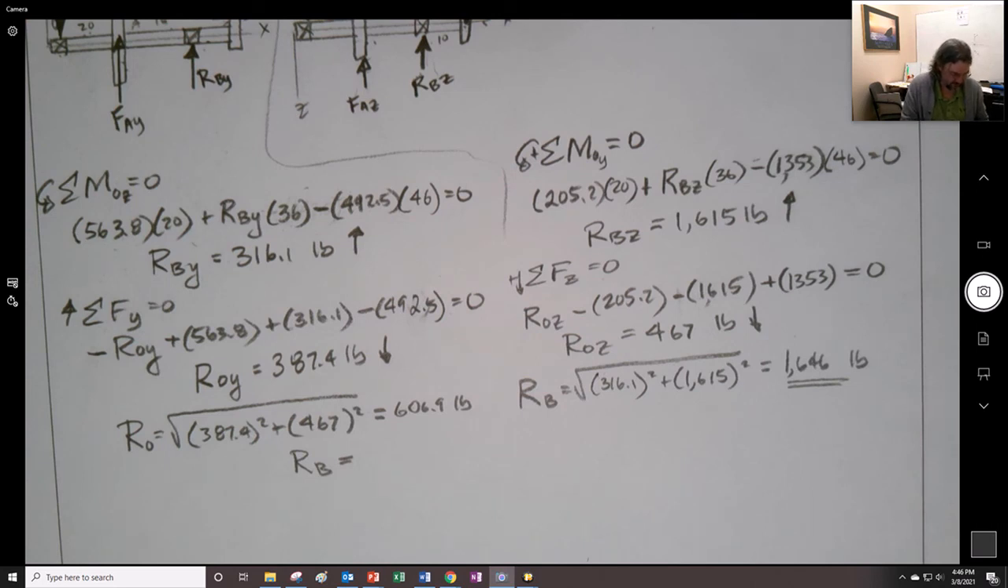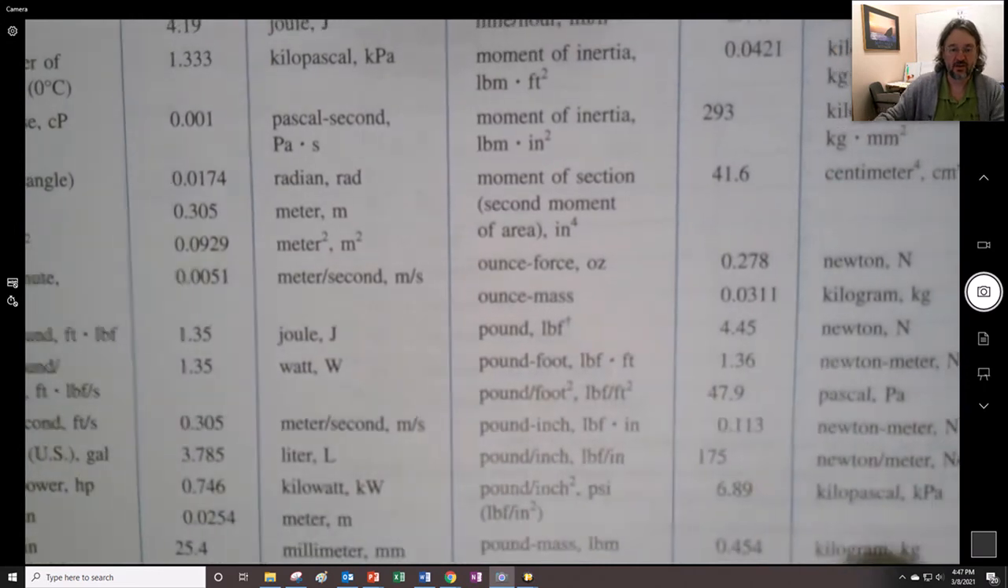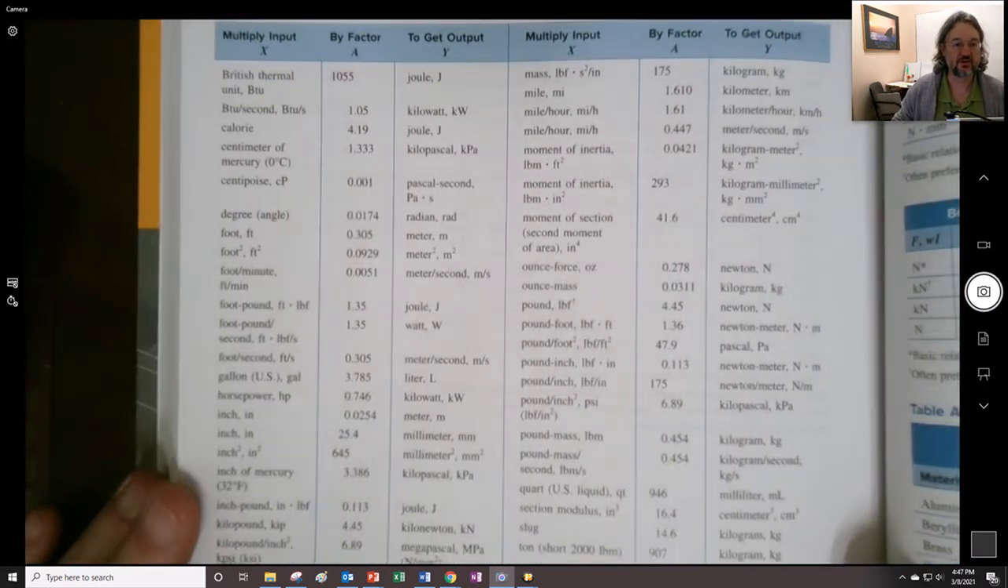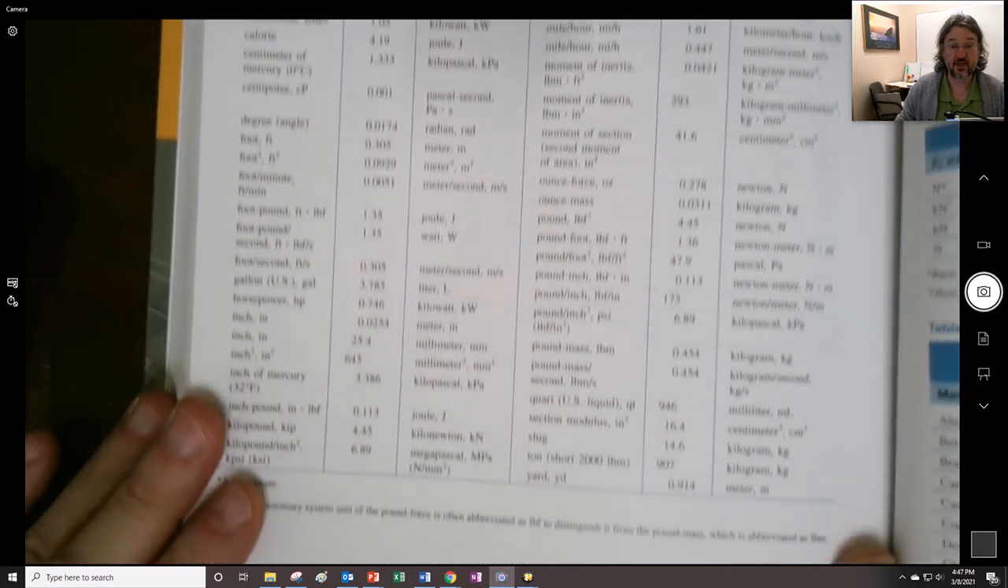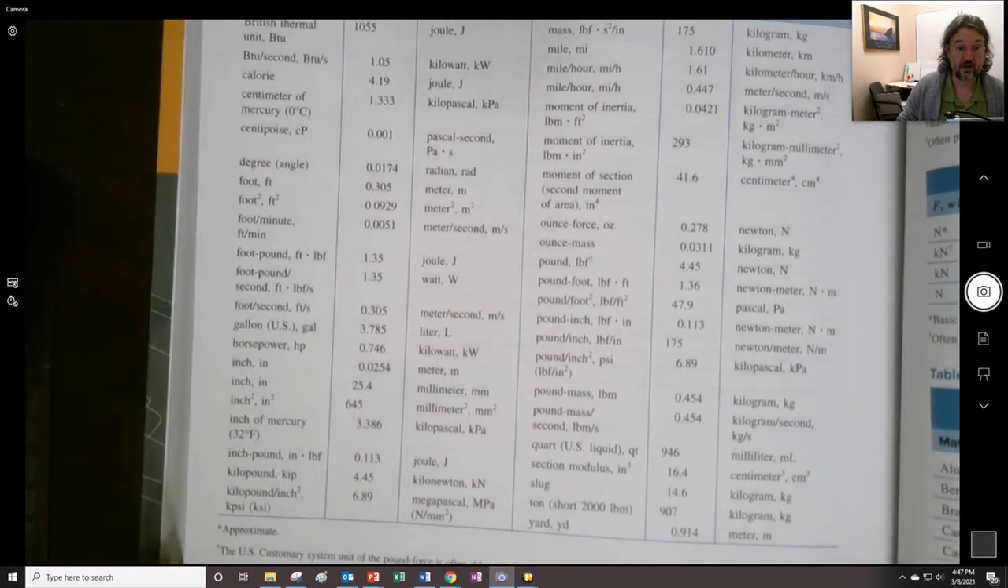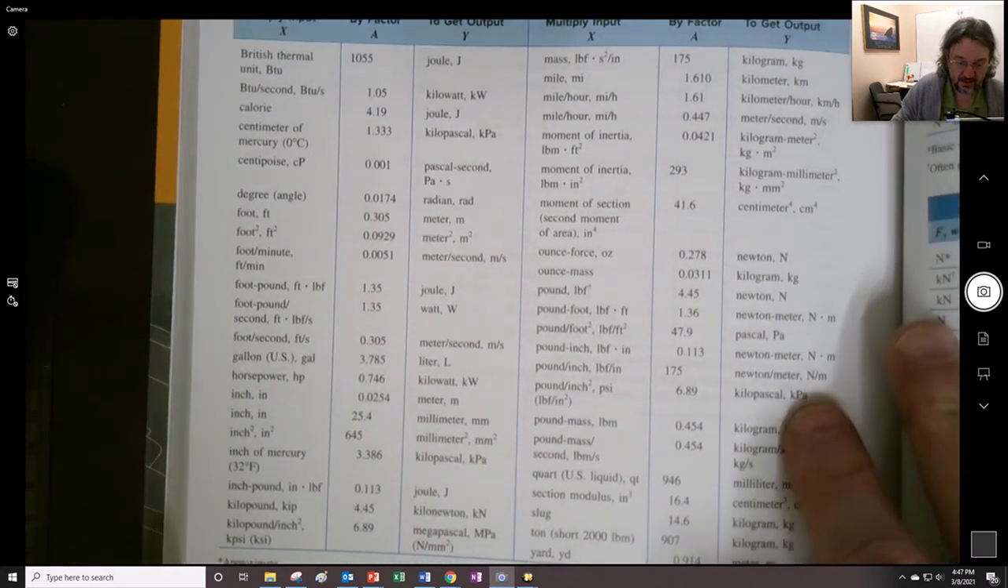And Shigley doesn't have a really long list of conversion factors, which is kind of, I don't know, I guess nowadays people just look it up on the internet. But it used to be a pretty useful thing to have a bunch of conversion factors for all the different units that you could possibly have. But now I guess we're over that. So let's see what we're going to use.